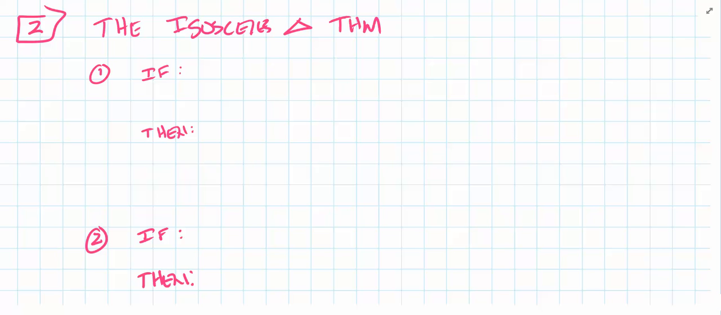Okay, so the isosceles triangle theorem says this. It's given to you in two parts, and one's just the converse of the other. What's converse mean again? You just switch it around. You just switch them, right? Okay, so the first one says this.